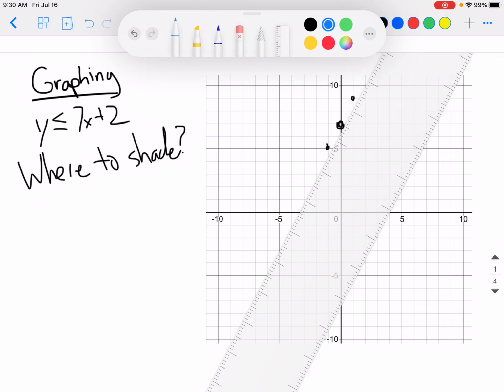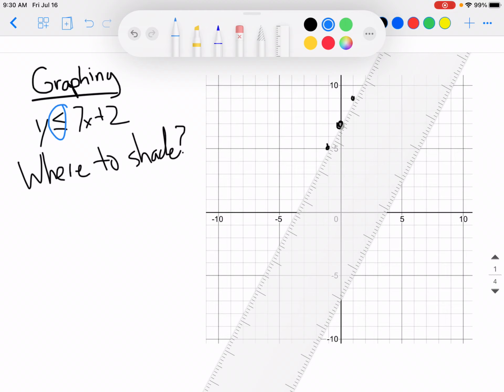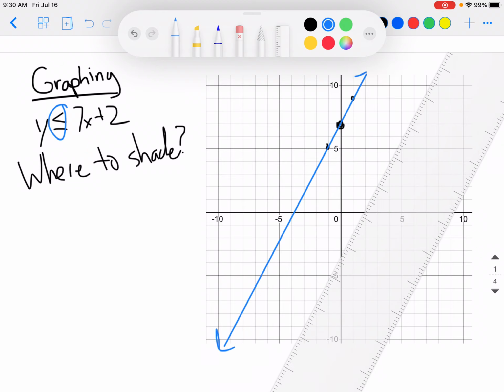Since it is a less than or equal to, I'm going to use a solid line like that. Perfect. All right, and I'll put an arrow going through both ends, to show that that line is going on forever. Next, I need to decide where I'm going to shade.